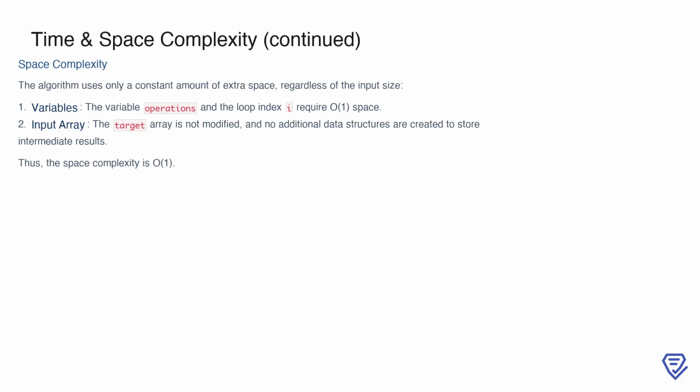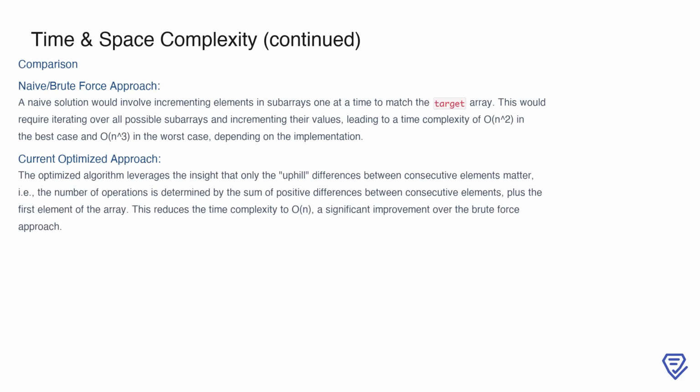Let's compare this optimized approach with a naive or brute force solution. A naive algorithm would try to increment elements one subarray at a time until the target array is formed. This process requires iterating over all possible subarrays and incrementing their values, which leads to a time complexity of O(n squared) in the best case and O(n cubed) in the worst case, depending on how the implementation handles overlapping subarrays.